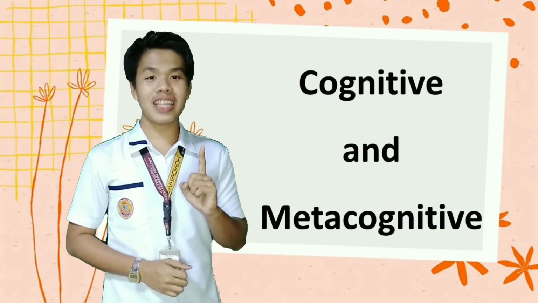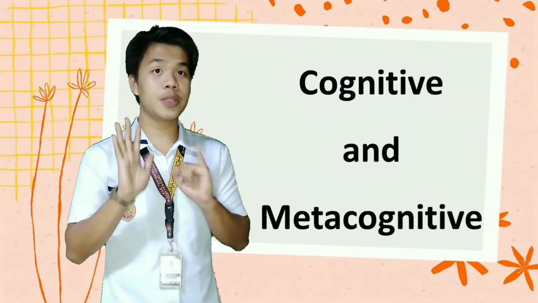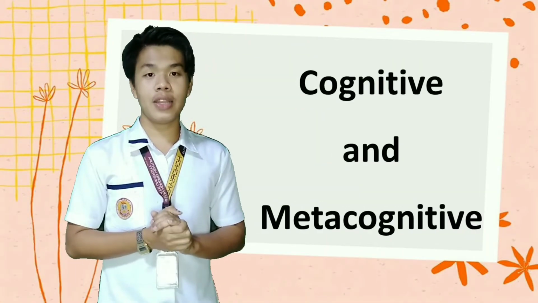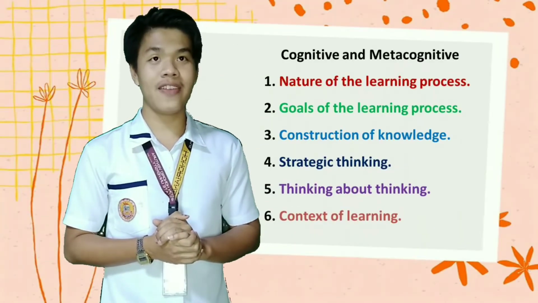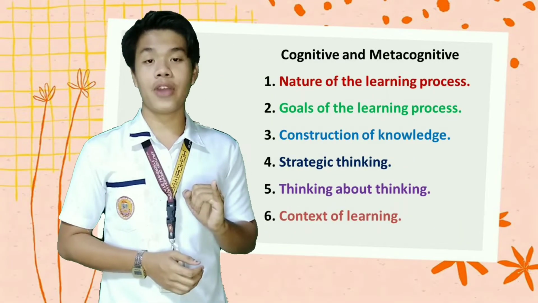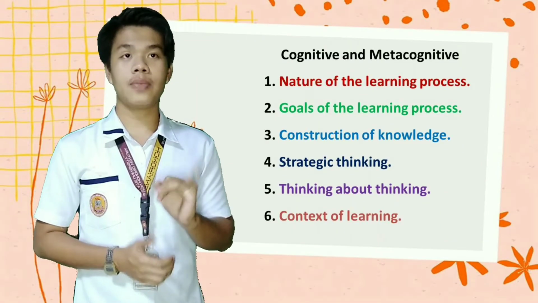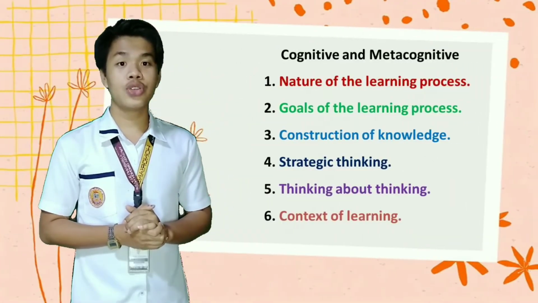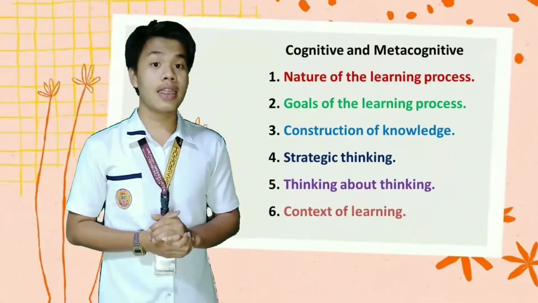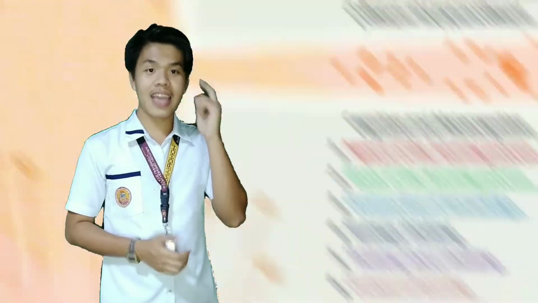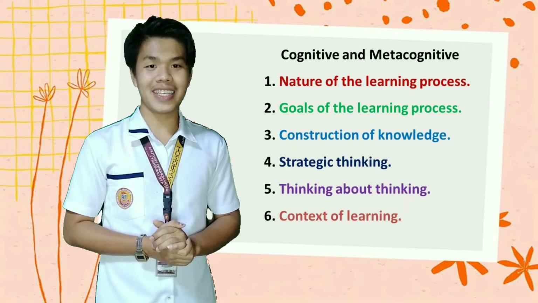Cognitive and metacognitive factors, which has 6 principles, generally deal with thinking and thinking about thinking. We do have nature of the learning process, goals of the learning process, construction of knowledge, strategic thinking, thinking about thinking, and context of learning.